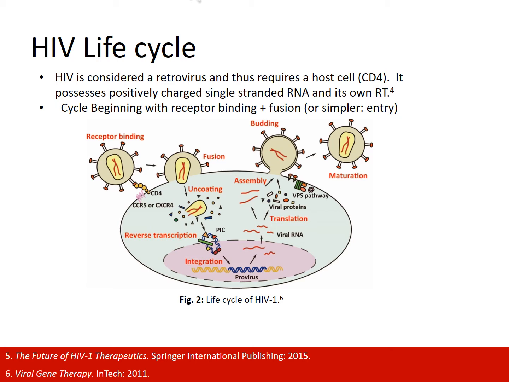Messenger RNA then leaves the nucleus to encode for different viral proteins. The protease enzyme digests the viral protein chain into the components, allowing the formation of a mature virion that can go on to infect other CD4 cells. NNRTIs, as the name suggests, are reverse transcriptase inhibitors, and act on the reverse transcription step.